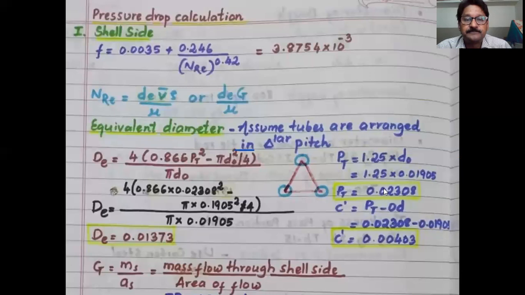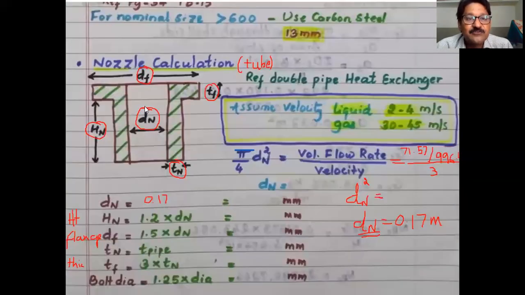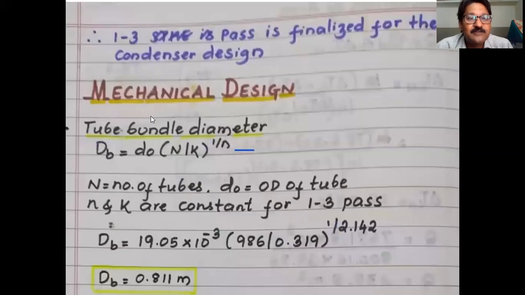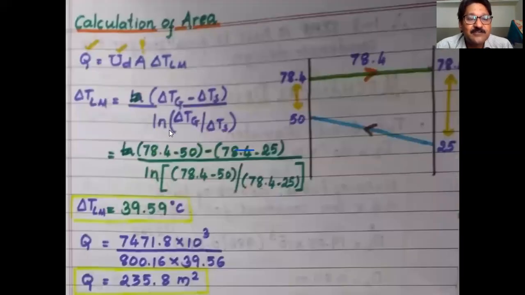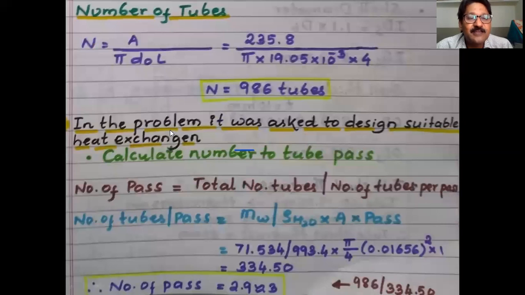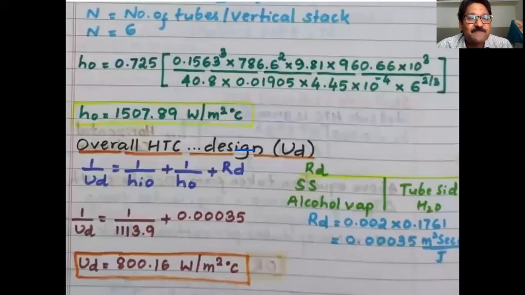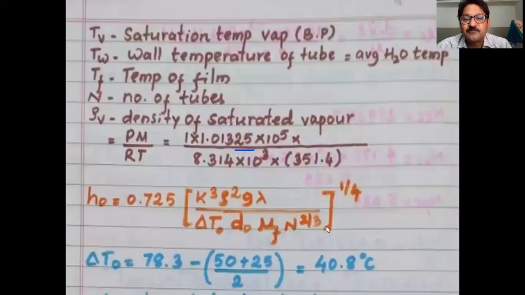Here in the calculation of HO, we are using the equation, but we have not calculated NRE and all. But in the cell side calculation for a condenser, you have to calculate NRE, because NRE is required for the calculation of the friction factor. See here, how did you calculate HO? HO was calculated directly by the equation, so therefore we have not calculated NRE in the condenser calculation.